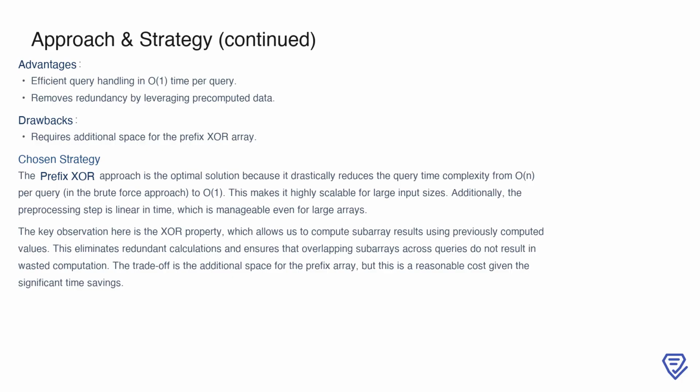The main trade-off is the additional memory required to store the prefix XOR array, which increases the space complexity to O(n). However, this is a reasonable cost given the significant time savings. The combination of reduced query time and the elimination of redundant calculations makes the prefix XOR approach highly scalable and efficient. The critical insight driving this strategy is the XOR property, allowing us to compute subarray results using previously computed values. This pre-processing step transforms the problem into a more manageable form, enabling rapid query resolution without sacrificing correctness.